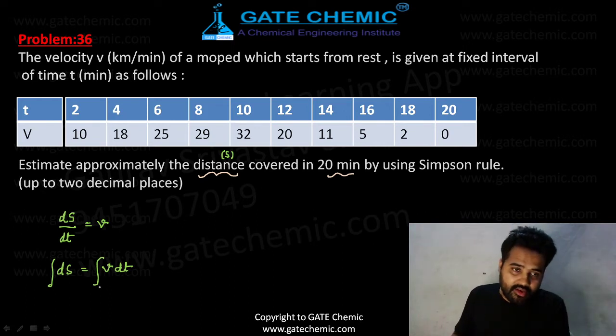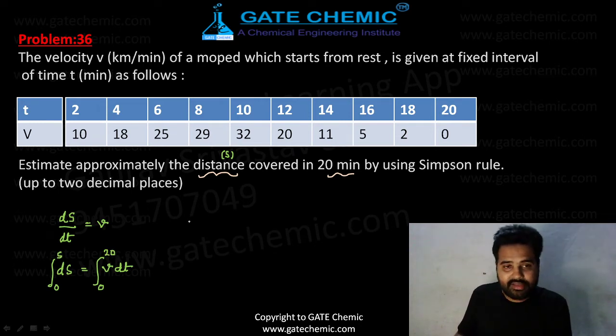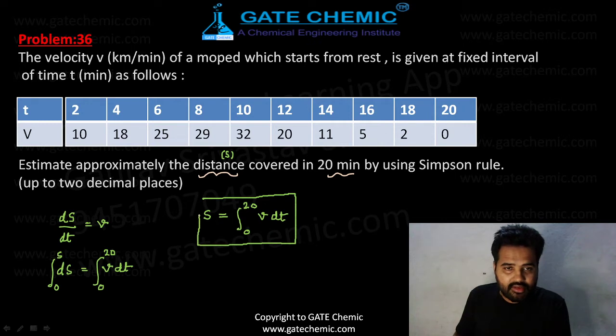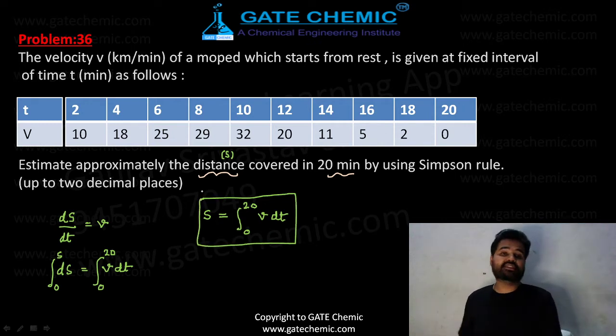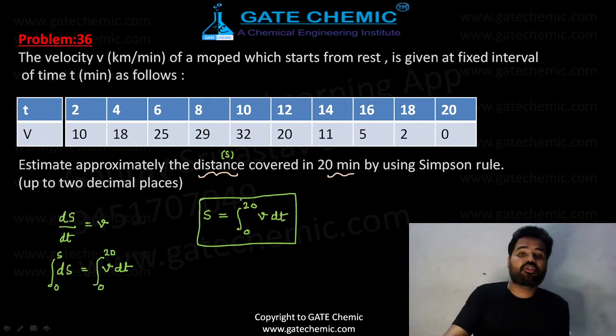At the start the velocity is 0, and at time t equals 0, the distance traveled is 0. After 20 minutes, if I assume the distance traveled is capital S, then I get my f(x) from this equation. You can see that v is our f(x). Now we have to calculate the area under the curve.